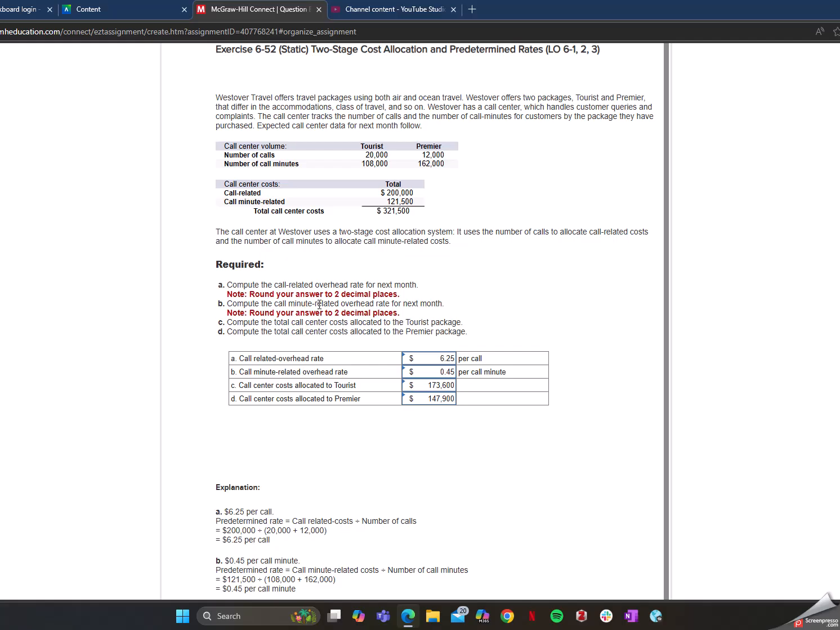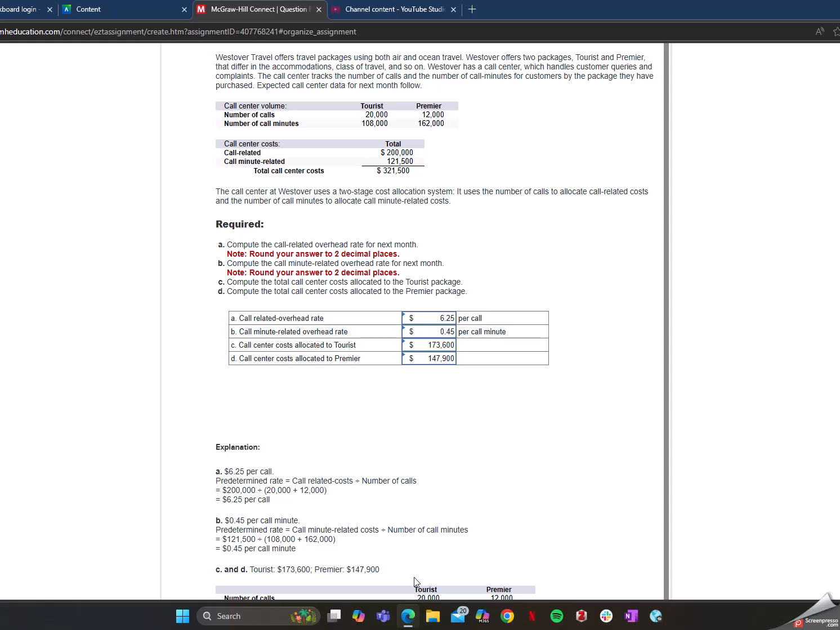Then we'll do the same thing for the call minute related. So we'll take our 121,500 and divide that by our total number of call minutes. So that is going to be the 270 if we add those two together. So then that gives us 45 cents per call minute. And then we're going to allocate those out based on how much each used.